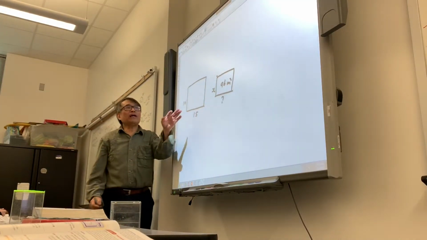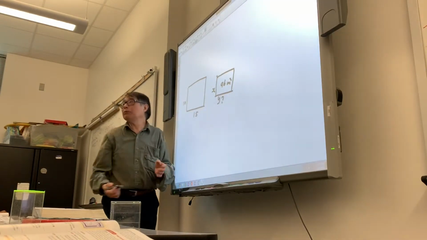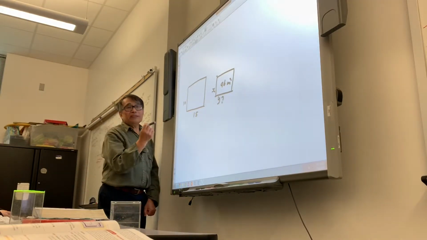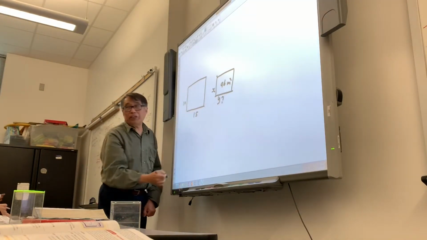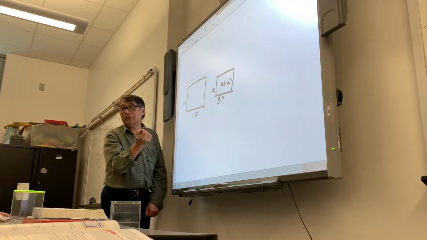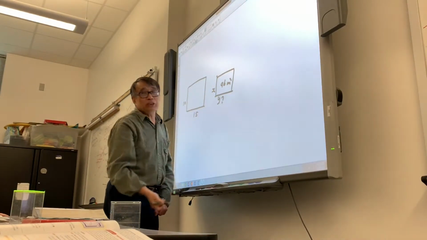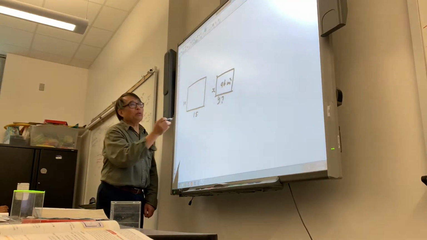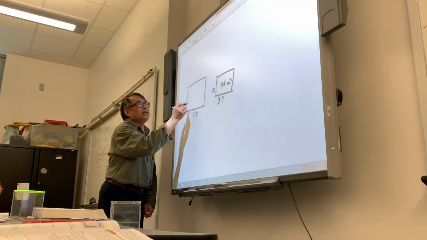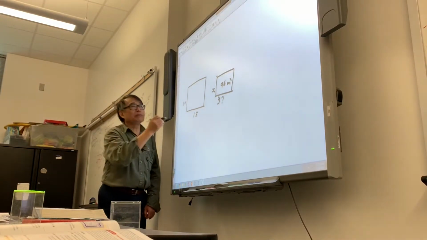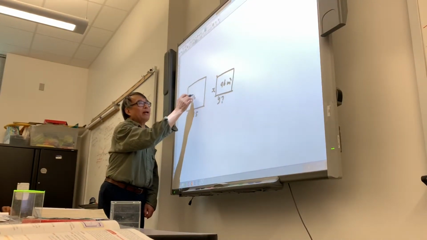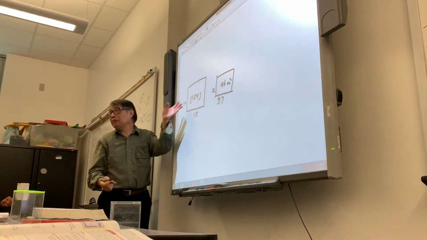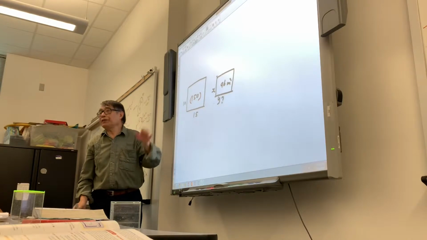Now, how to find X and Y? Look at the board, please. This is not that easy. So first, 10 and 15, this is a ratio. But this one, X and Y, we want to find X and Y. So first, you have to find the area ratio. 10 times 15 is 150. Do you understand me, please? 10, 15, 150 is the area.